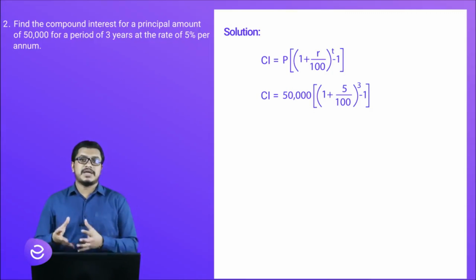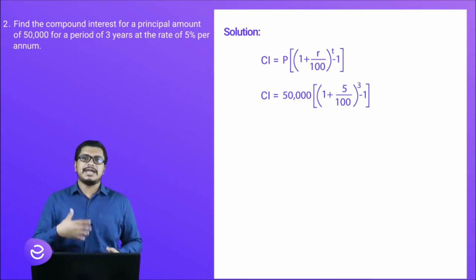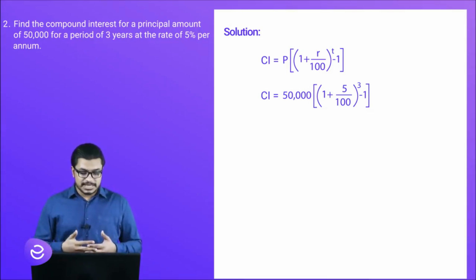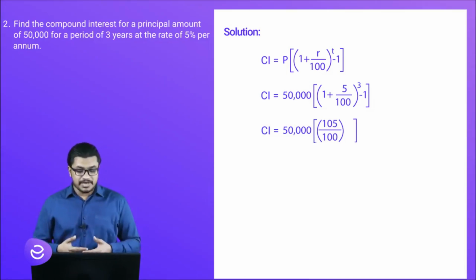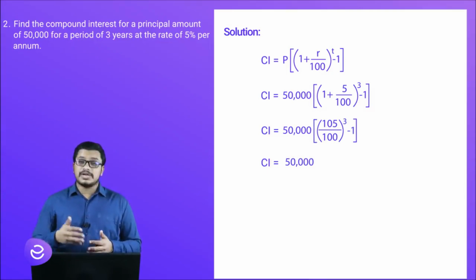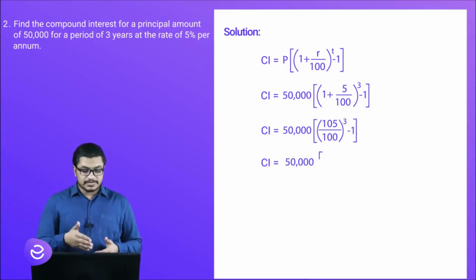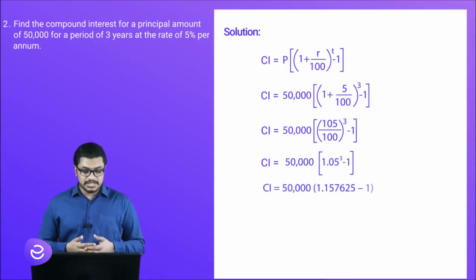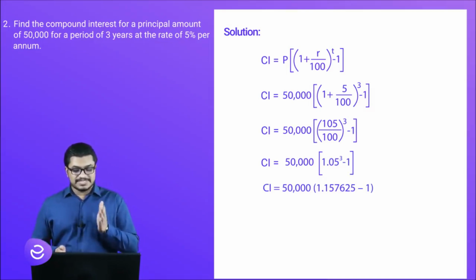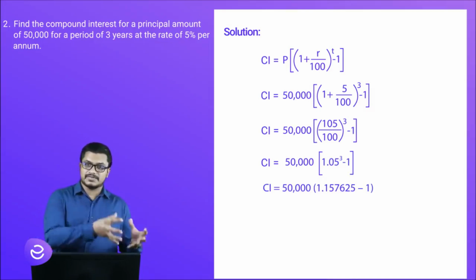So 1 plus 5 by 100 we cannot add directly, as we have studied in fractions, because the denominators are not the same. When we make the denominators the same, we will have 105 by 100 whole raised to 3 minus 1. Then 105 divided by 100 will give you 1.05. So 50,000 into 1.05 raised to 3 minus 1. So you will have 50,000 into 1.157625 minus 1 in the bracket, and 50,000 outside.